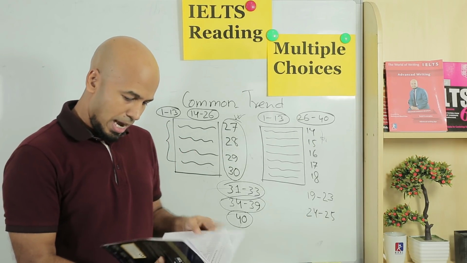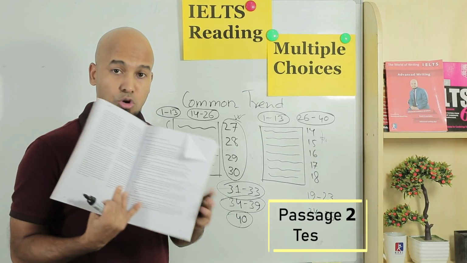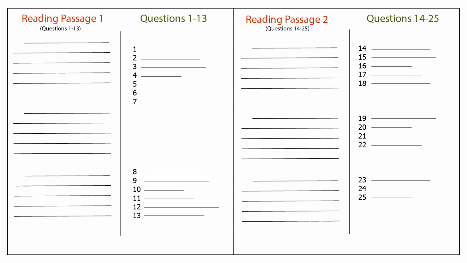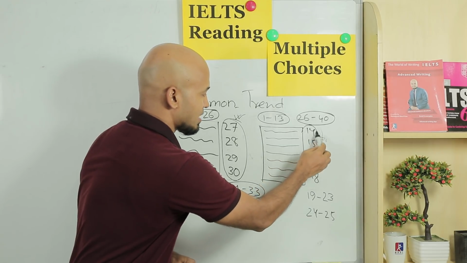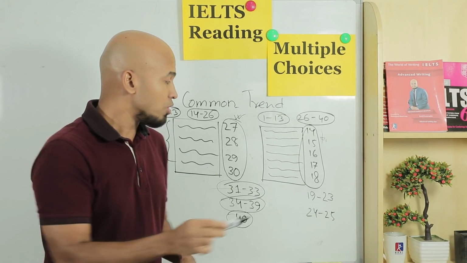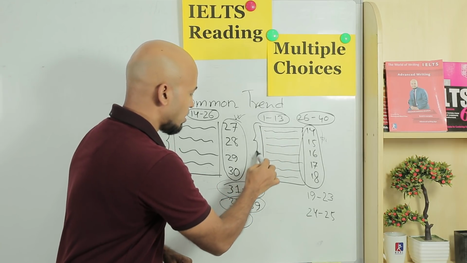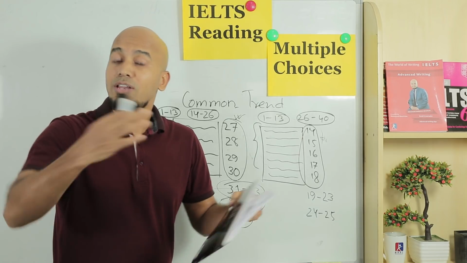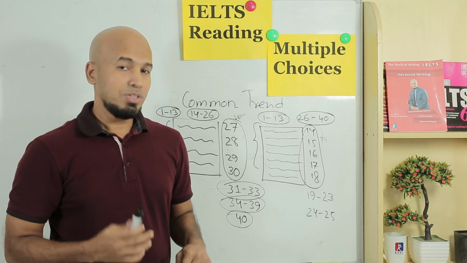Similarly, if we see another one, test 4, passage 2. From passage 1 there were 13 questions, and for passage 2 the questions are 14 to 25, but the first set, 14 to 18, is given in the beginning. So they want you to read almost the entire passage, or at least half of the passage, so that you get the overall idea from the passage. So this is the trend.